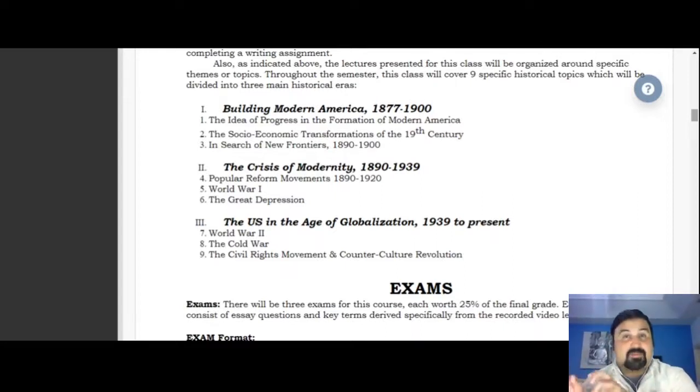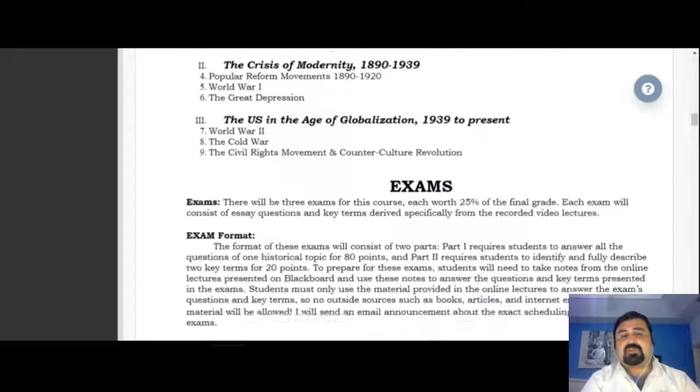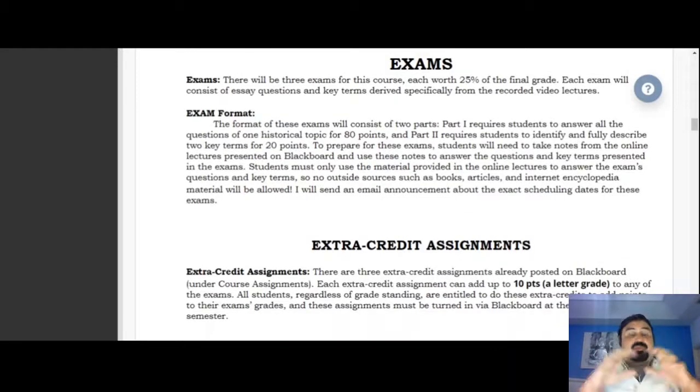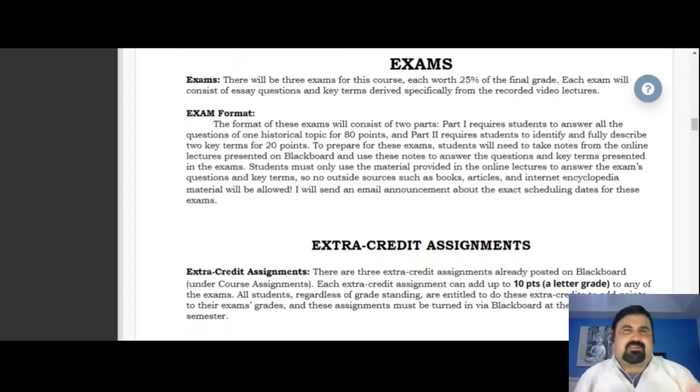And then we move into the final third historical period, the U.S. and the Age of Globalization. We cover 3 more themes: World War II, the Cold War, and the Civil Rights Movement. And after we do that, we have our final, okay, based on the last 3 themes. So the final is not going to be comprehensive, but it's going to be based exclusively, again, on the last 3 topics that we covered in the semester. Okay, so once again, it's very important that you understand that the lectures are organized thematically. They're themes, in other words.